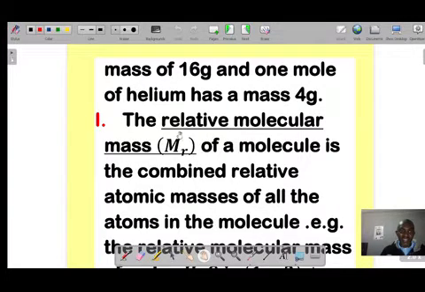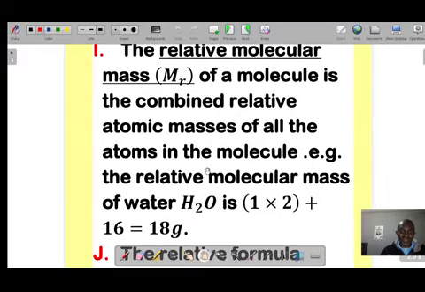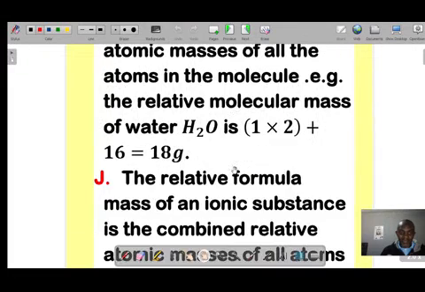Now, the relative molecular mass of a molecule is the combined relative atomic masses of all the atoms in the molecule. For example, the relative molecular mass of water, that is H2O, is 1 times 2, plus 16, which gives us 18 grams. Remember that hydrogen's molar mass is 1, but because there are 2 atoms, that's why I say 1 times 2. Then oxygen being 16, I add 16 plus 2, which gives me 18 grams. I hope we are together. If you're not together, you can pause the video and replay it.